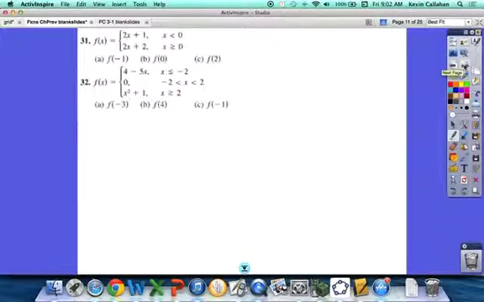What do we call these things? Piecewise defined functions, right? Piecewise meaning each piece of the domain has a slightly different definition for the function. How do you evaluate a piecewise function? Let's say in the first one here, how would I find f of 2?